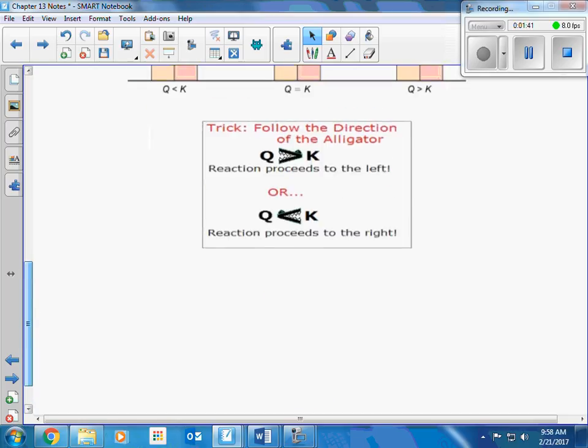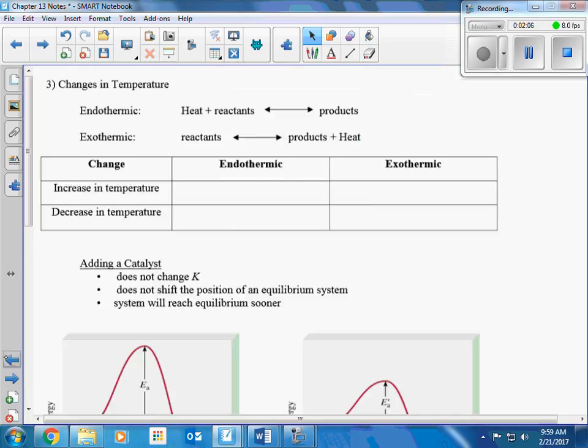You guys have been calling the greater than, less than sign an alligator probably since elementary school, right? And so the reaction quotient proceeds to the left because K is going to eat Q, in that direction, okay? And then Q is going to eat K, so we're going to proceed to the right. So it's just an easy way that if you write Q is greater than or less than K, we know how to shift it. Okay? So now let's apply that little alligator.